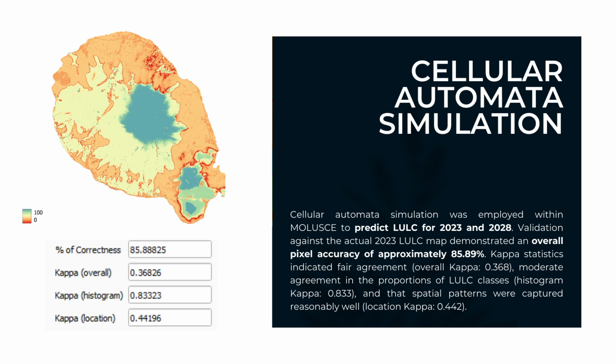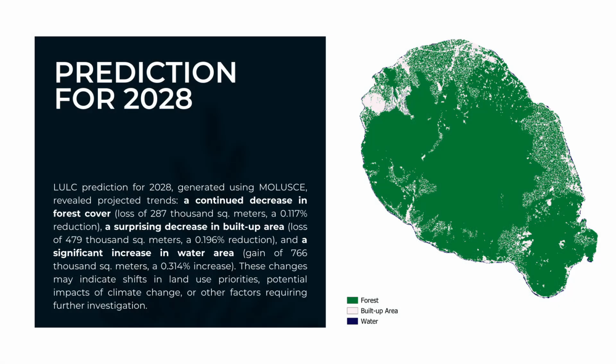Cellular automata simulation was employed within MOLUSCE to predict LULC for 2023 and 2028. Validation against the actual 2023 LULC map demonstrated an overall pixel accuracy of approximately 85.89%. Kappa statistics indicated fair agreement, moderate agreement in the proportions of LULC classes, and that spatial patterns were captured reasonably well. LULC prediction for 2028, generated using MOLUSCE, revealed projected trends: a continued decrease in forest cover, a surprising decrease in built-up area, and a significant increase in water area.